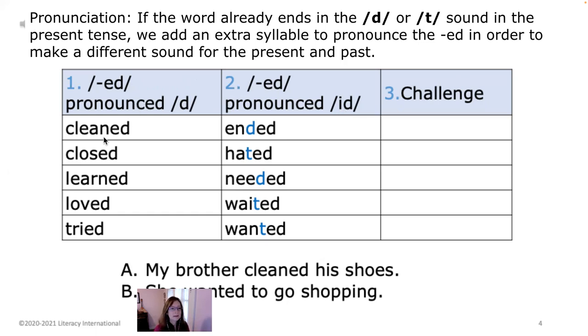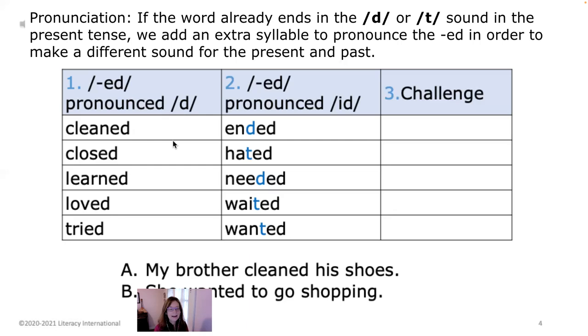So for example, the word clean becomes cleaned, close, closed, learn, learned, love, loved, try, tried. So notice that the D ending is very faint. It's not "cleaned," it's just "cleaned." It's barely enunciated.